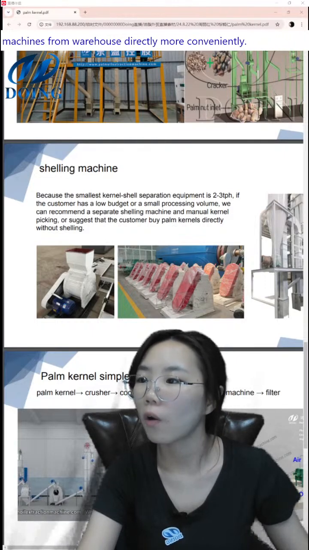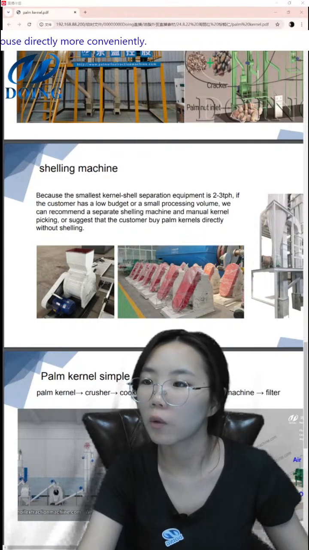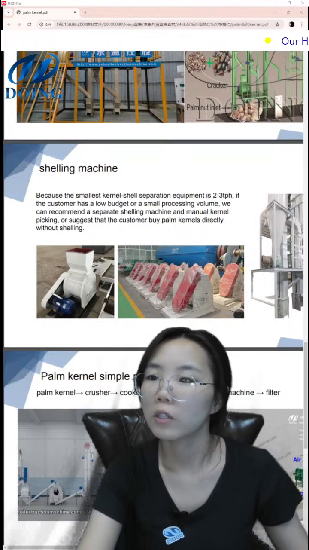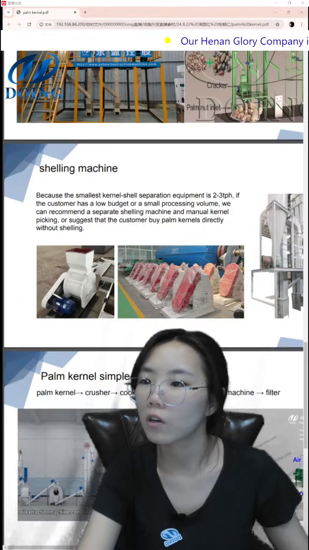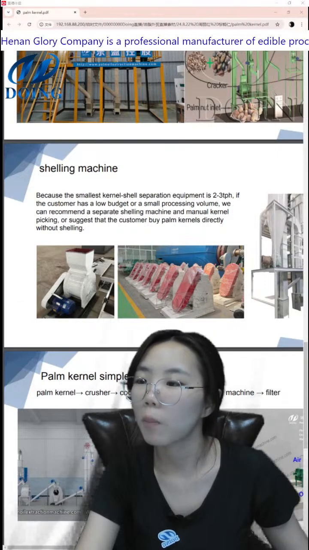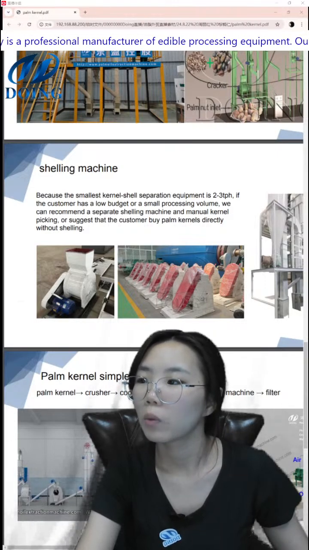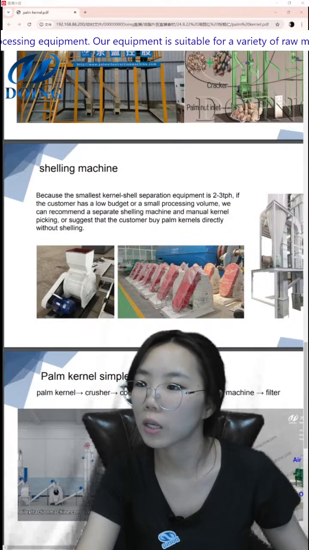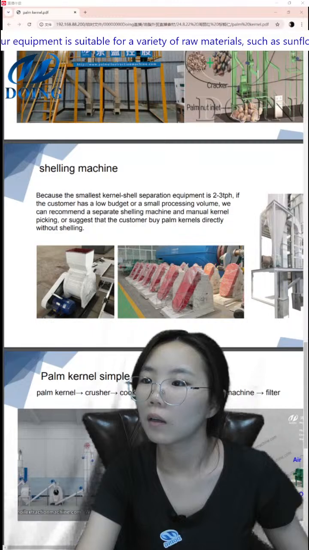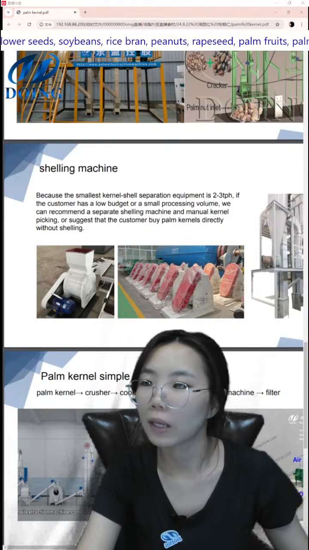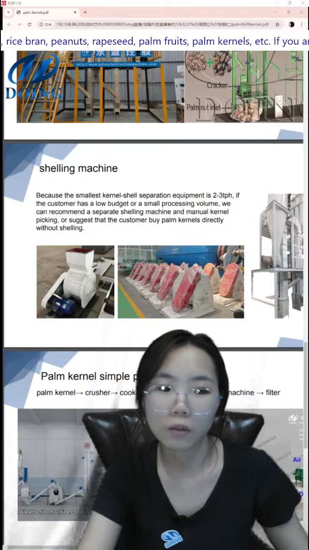Because the small kernel shell separation equipment is 2 to 3 tons per hour, if a customer has a low budget or a small processing volume, we will recommend the separate shell machine and manual kernel picking, or suggest that the customer buy palm kernel directly without shelling.